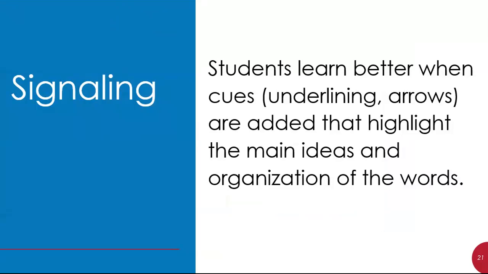The signaling principle states that students learn better when cues, such as underlining or arrows, are added that highlight the main ideas and organization of the words. So for example, bolding a new term lets students know that that term is important. Signaling also draws the learner's attention to certain elements of the screen.